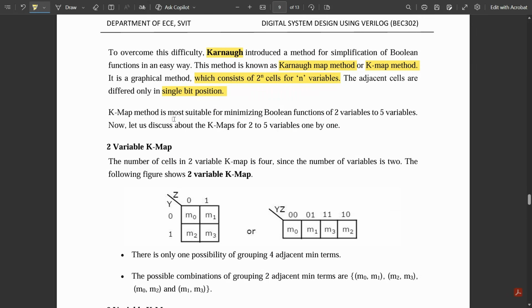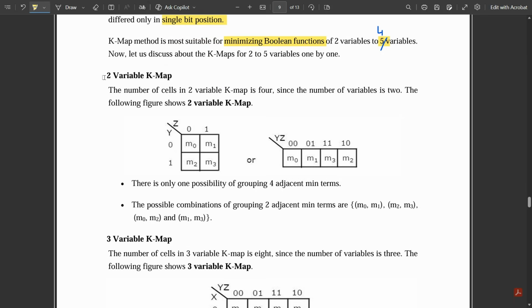K-map method is most suitable for minimizing the Boolean functions of two variables up to 4 variables. No need for 5, so cut it and write it as 4. 2 variables to 4 variables. Now let us discuss the K-maps for 2 to 4 variables one by one. So the first is the 2 variable K-map. What do you mean by 2 variable K-map?